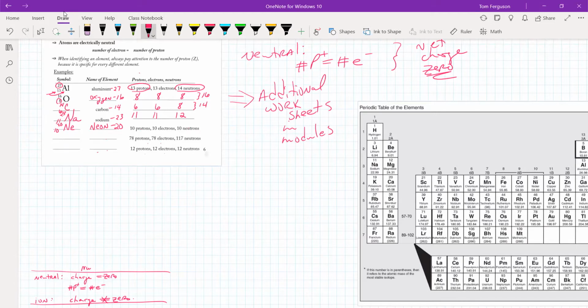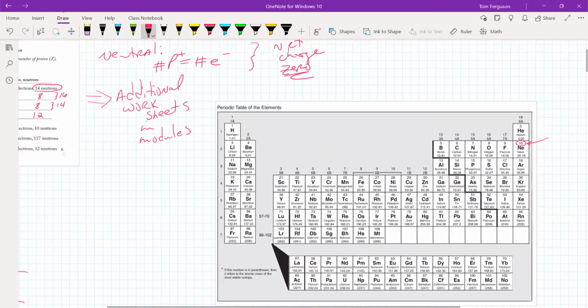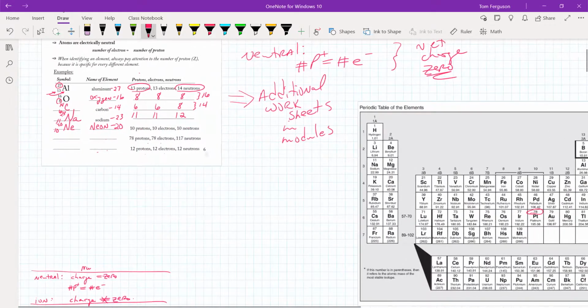Okay, what has 78 protons? Well, looking over here, it looks like we have platinum right here. And what isotope is that? Well, 117 and 78 is what? Well, let's see, that's 195.